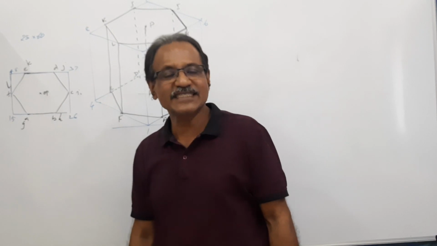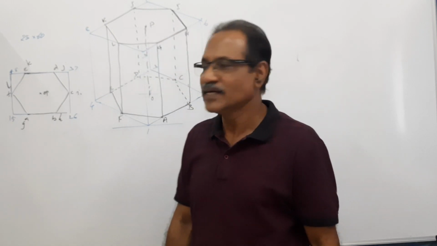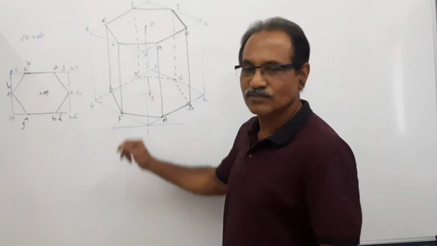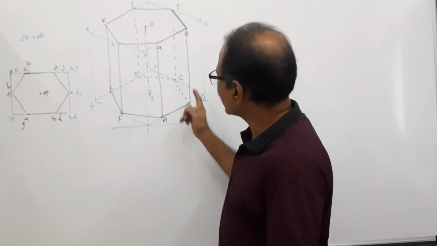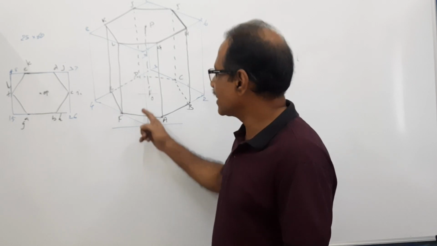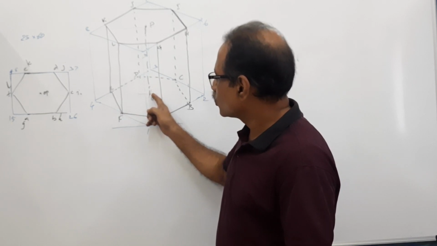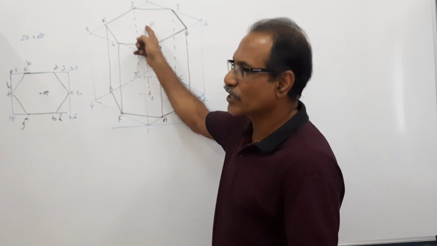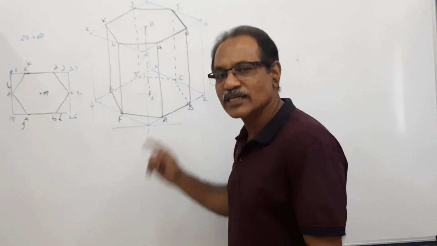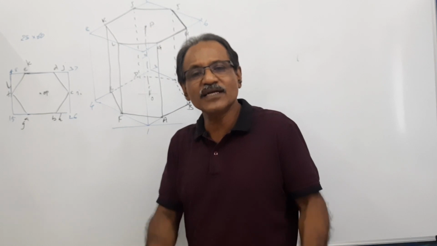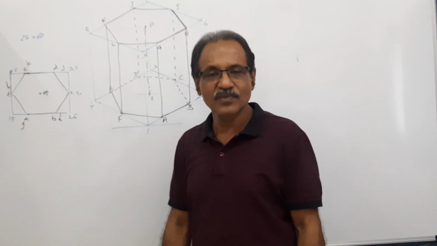Now, suppose it is a hexagonal pyramid. What you would have done? You would have drawn 1, 2, 3, 4. You would have found out the axis. You would have found out A, B, C, D, E, F. Then locate O, take the height of the pyramid up, locate P, and from P draw slant edges to the corners of the base. That's a hexagonal pyramid.